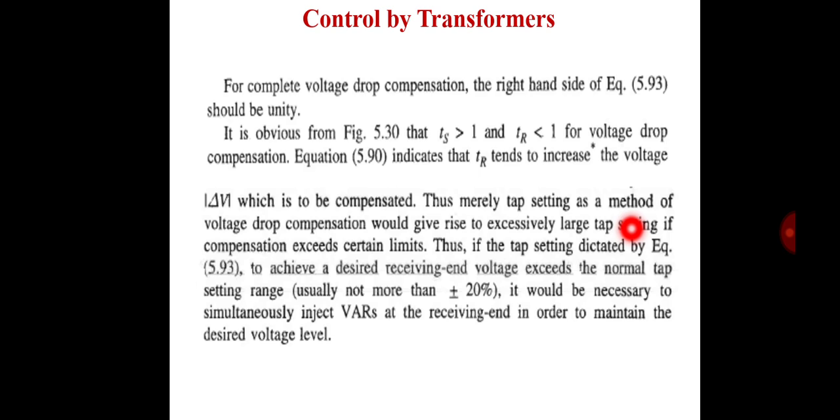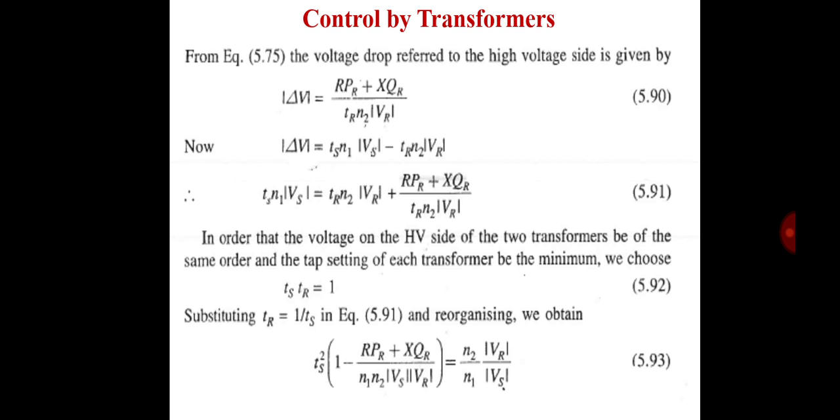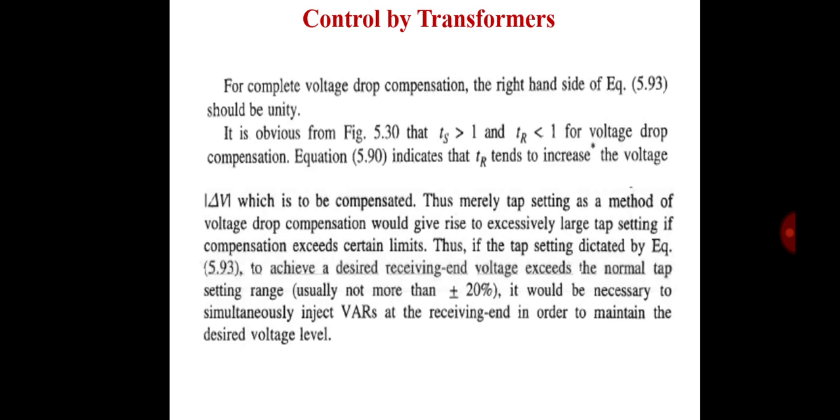It is obvious from the figure that TS is greater than 1 and TR is less than 1. For voltage drop compensation, equation 5.90 indicates that TR tends to increase the voltage, that means the delta V which is to be compensated. Thus, merely tap setting as a method of voltage drop compensation would give rise to excessively large tap settings if compensation exceeds certain limits.